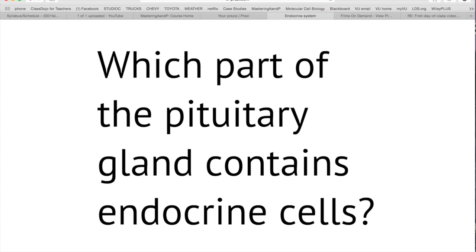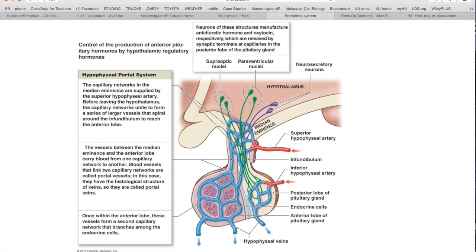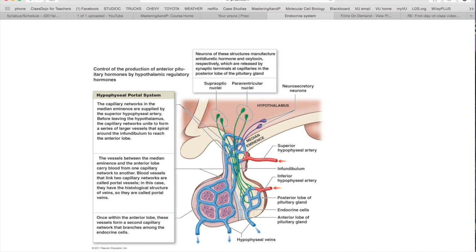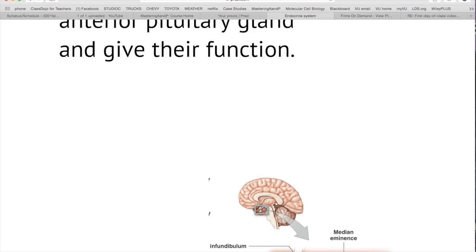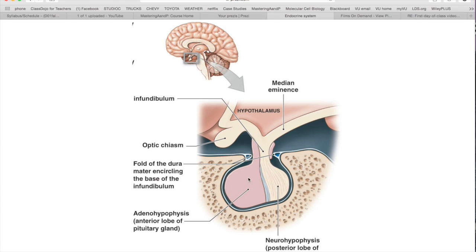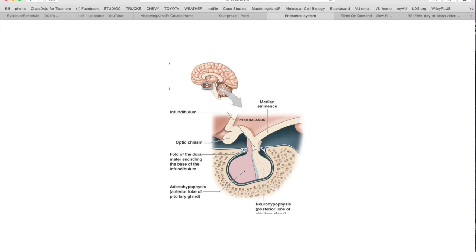Which part of the pituitary gland contains endocrine cells? If we look at the pituitary gland, the anterior part contains endocrine cells. The posterior part is more nerve cells. Next, the 7 hormones released by the anterior pituitary gland and their functions. So again, here's the anterior pituitary inside the sella turcica.